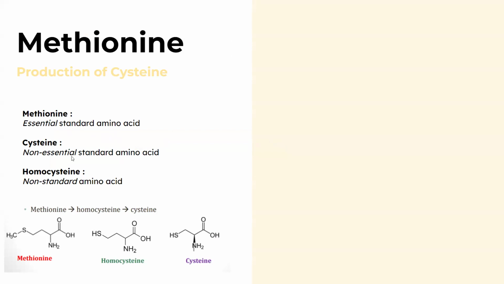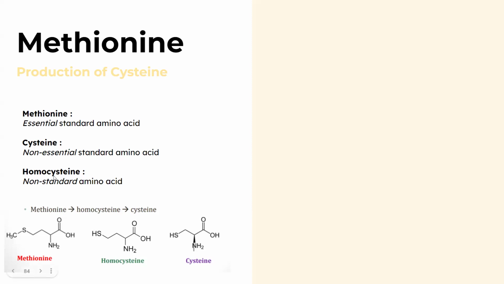Cysteine, on the other hand, is non-essential. So you don't need to get it from the diet. But I need to mention something here. It's only non-essential if you have methionine, because cysteine comes from methionine. So if someone has no methionine, a deficiency in methionine, you have to supplement cysteine, and it becomes essential in that case only. So it's only non-essential when you have methionine.